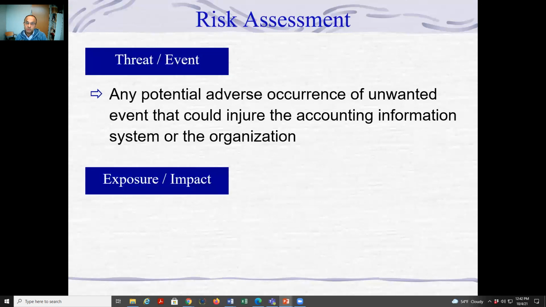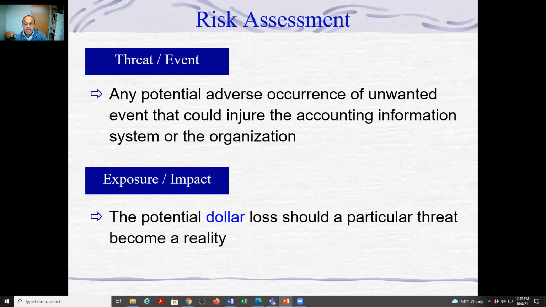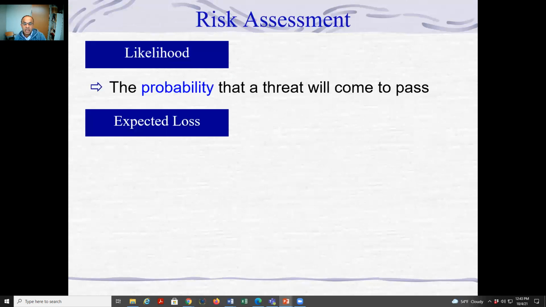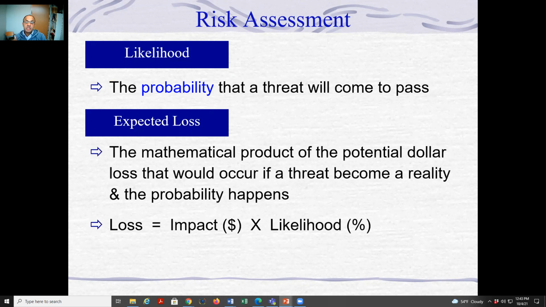So here we try to identify the threat, which is any potential adverse occurrence, and the impact in dollar value. And the percentage or likelihood that it might happen, is it 10%, 5%, 60%, and so on? Then we multiply the impact by the likelihood to get the amount of loss. And of course, if the loss is above our benchmark, then it's material.